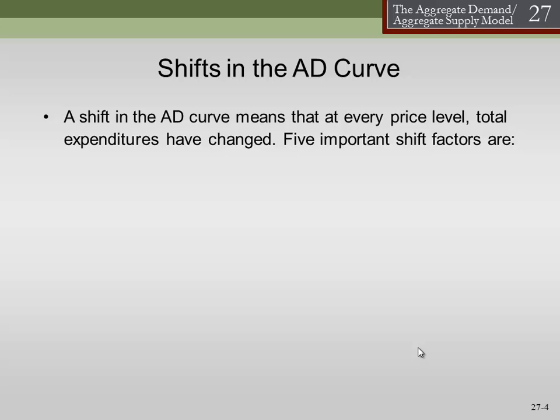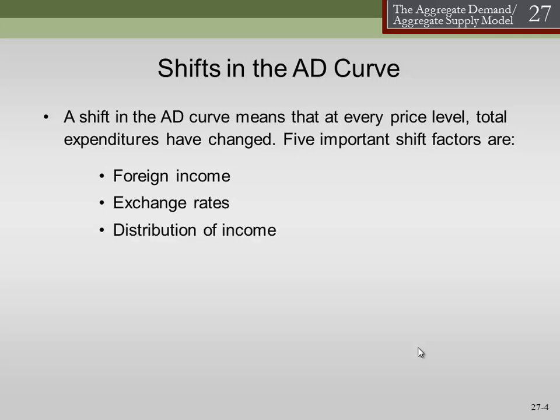So we have 5 very important shifting factors. They're not the only ones, but here are the 5 major ones. Number 1, foreign income. Number 2, exchange rates. Number 3, distribution of income. Number 4, expectations. And number 5, monetary and fiscal policy. Foreign income is going to change that foreign sector demand, as well as it could change some of our domestic demand too, but mostly that's going to focus in on the foreign sector. Exchange rates are going to focus in on the foreign sector. Distribution of income can focus in on consumption.